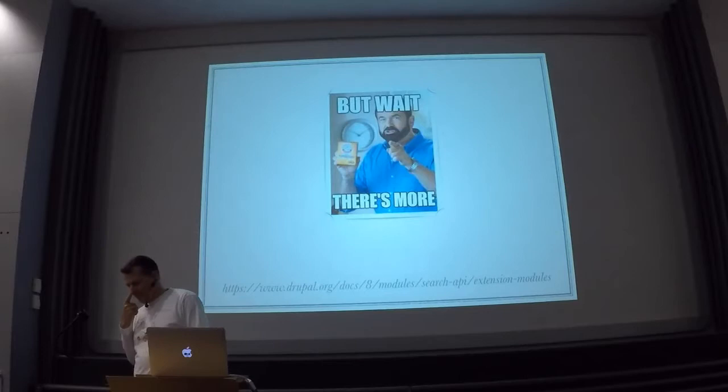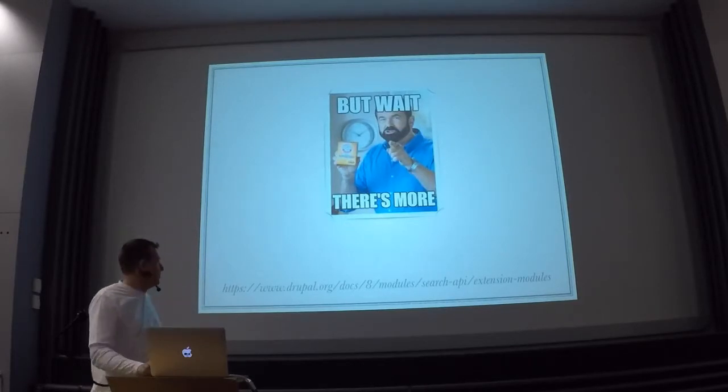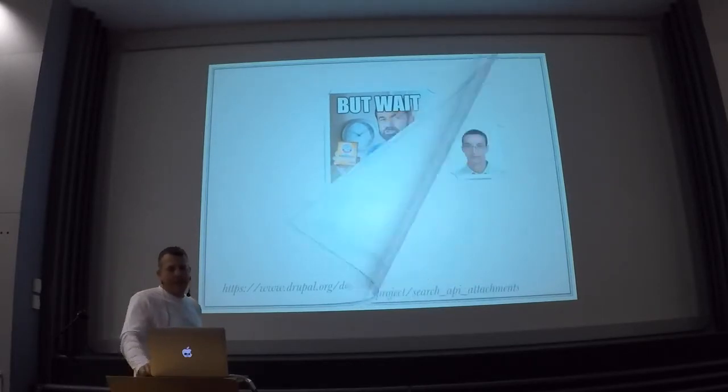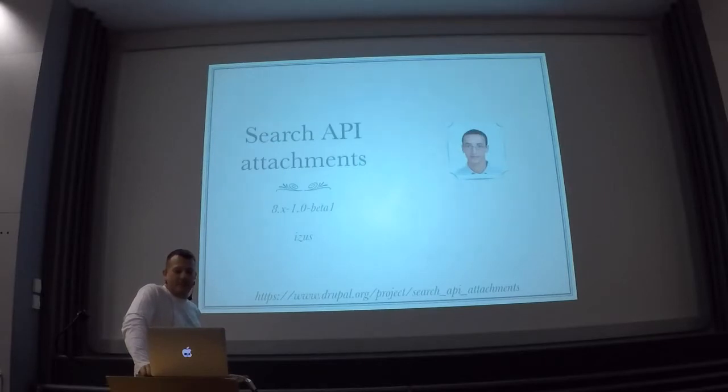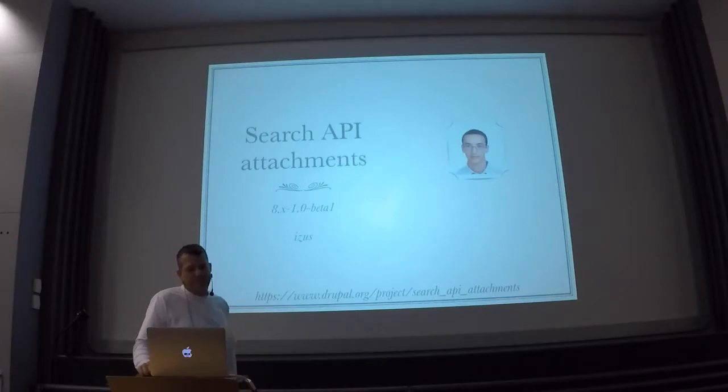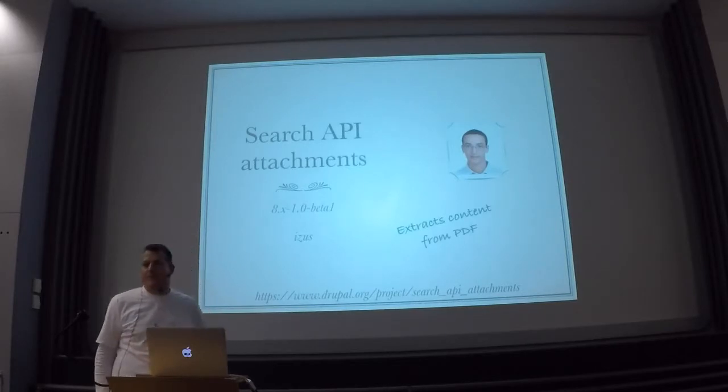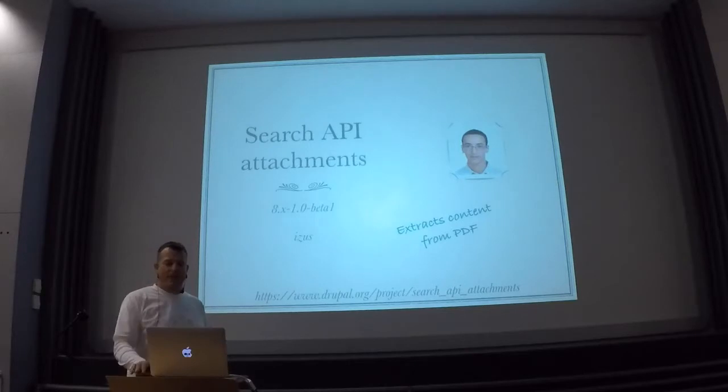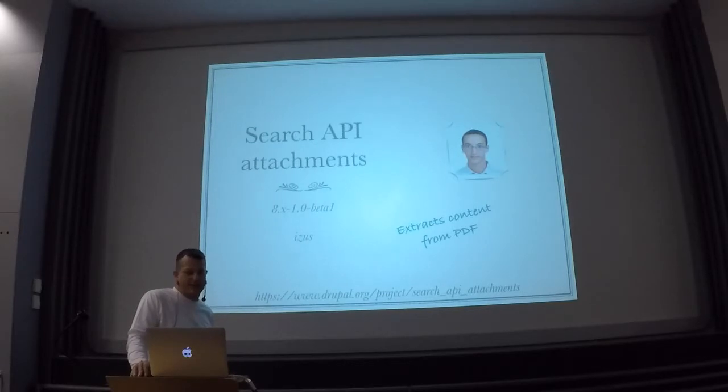Okay, but there's more we need to talk about, or should talk about. I would just want to introduce some more modules you can have a look at. One is Search API Attachments. Whenever you work, for example, with PDFs attached to an entity, or you upload them, this module is able to extract the data from it and to handle it as text, and you can search it.